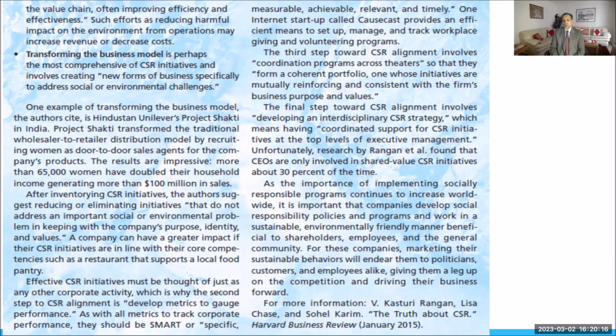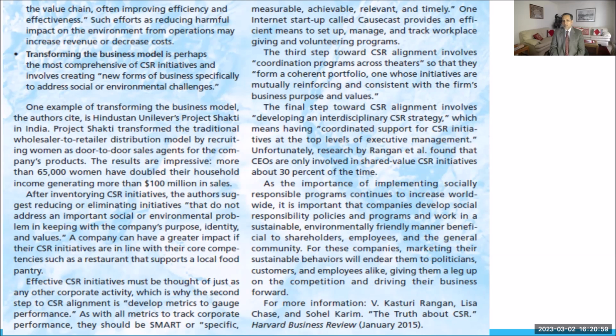The third step toward corporate social responsibility alignment involves coordinating programs across theaters so that they form a coherent portfolio, one whose initiatives are mutually reinforcing as well as consistent with the company's business purpose and values. The final step toward corporate social responsibility alignment involves developing an interdisciplinary corporate social responsibility strategy, which means having coordinated support for your CSR initiatives at the top levels of executive management.